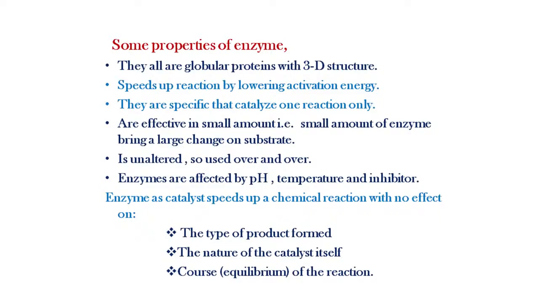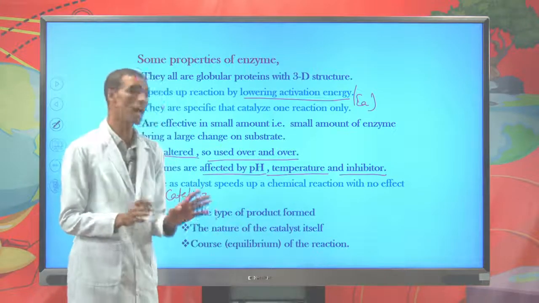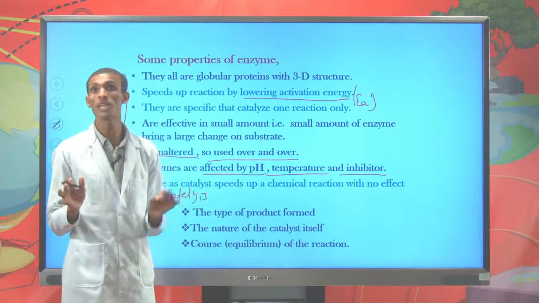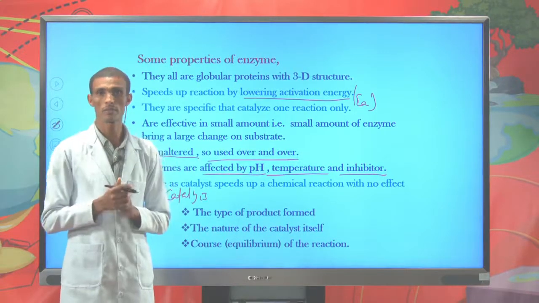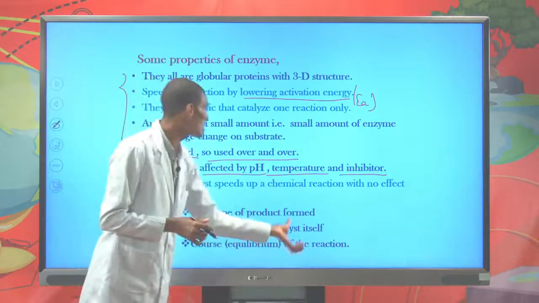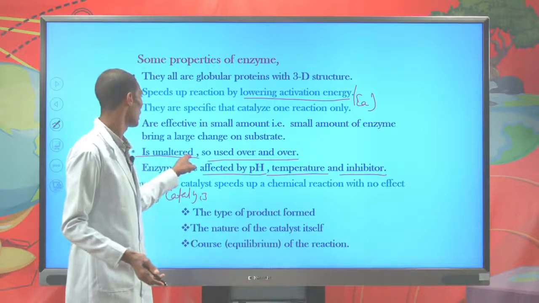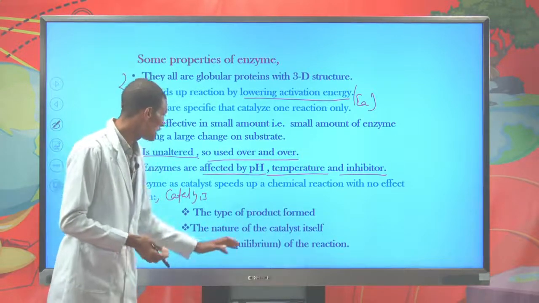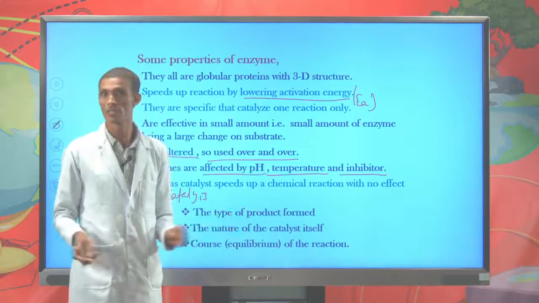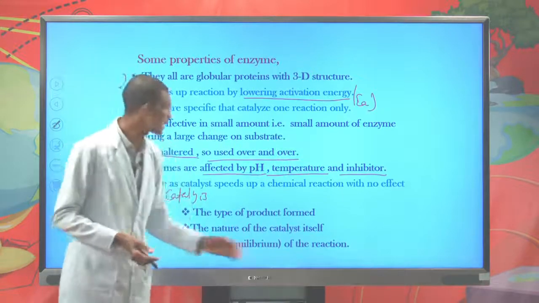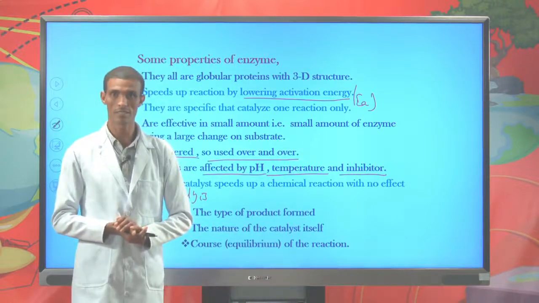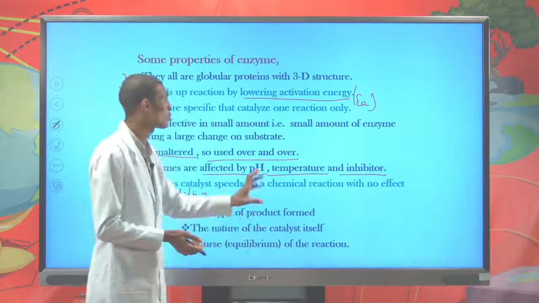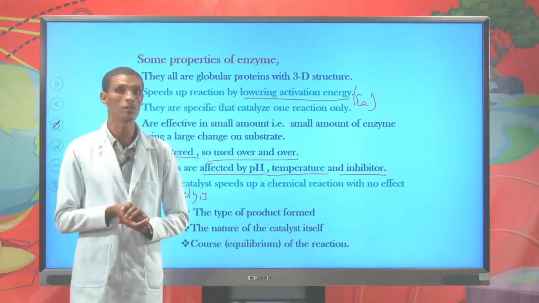When an enzyme catalyzes a certain chemical reaction, the following are not changed as a result of catalysis. One, an enzyme cannot affect the type of product formed. The only target of an enzyme is to speed up the rate. Again, the nature of the catalyst itself is unaltered. And again, an enzyme cannot change the course or the direction of the reaction. It cannot change the equilibrium of the reaction here. This is what cannot be changed during enzyme-substrate complex formation.